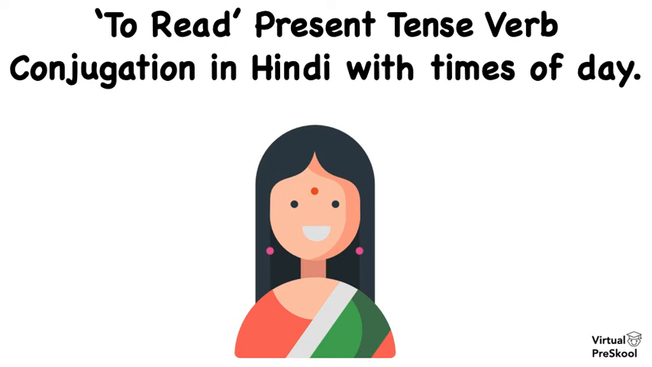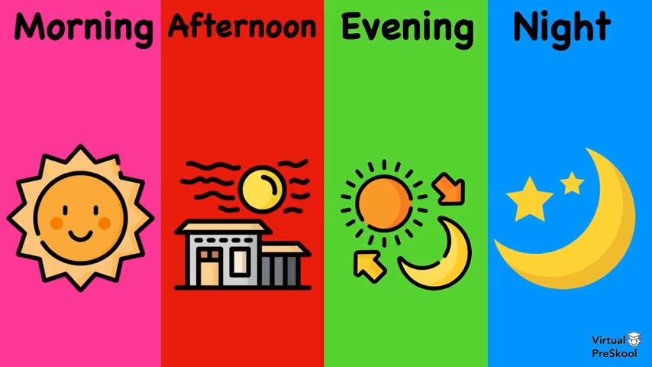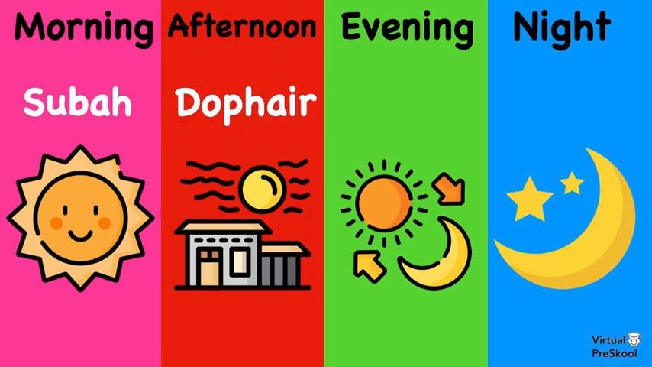In class you learned how to conjugate the verb to read in the present tense. In this video, we're going to add complexity to our sentences. We're going to talk about times of day such as morning, evening, afternoon, and night. Morning is Subah. Afternoon is Dophair. Evening is Shyam. And night is Raat.